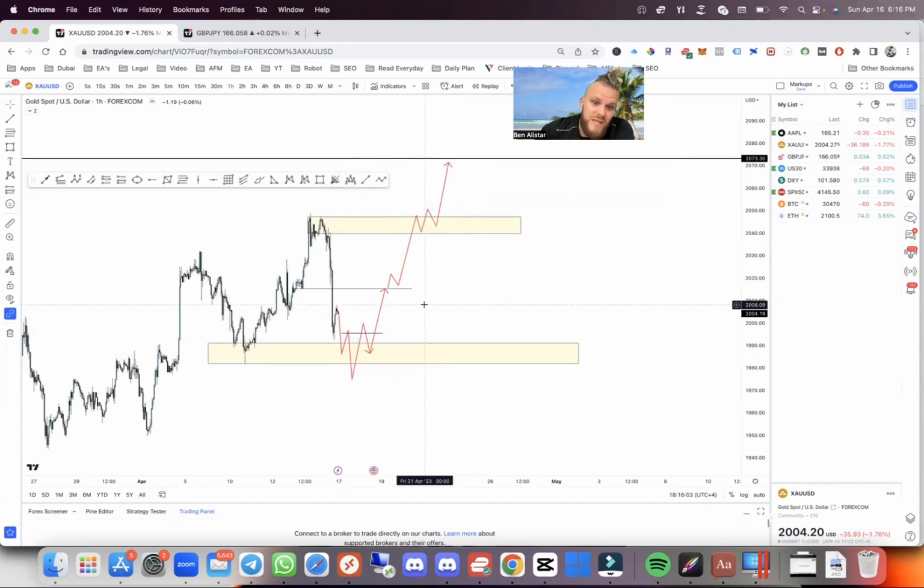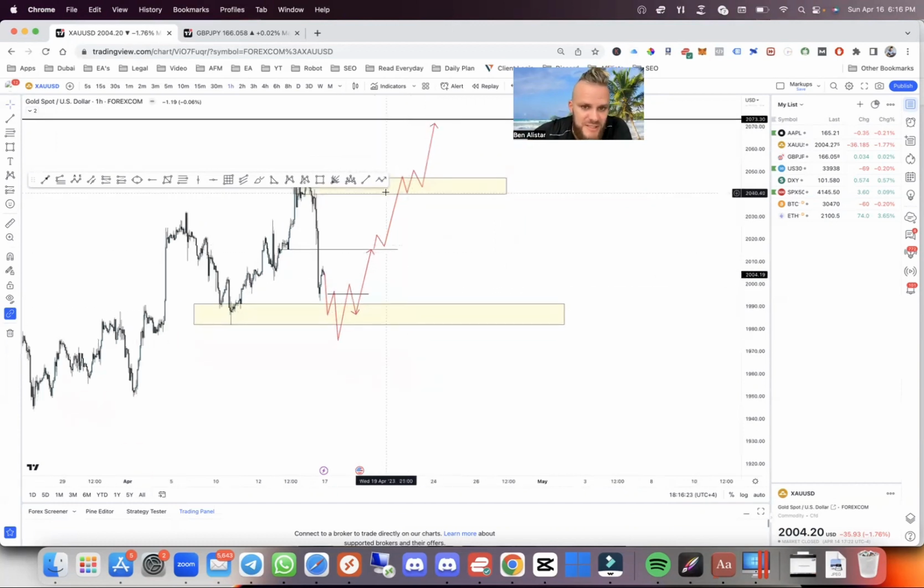However, this is what I want to see. What I want to see doesn't always happen. So we're going to look at it as it unfolds. But for me, that will be an ideal situation then for us to look to take buys for the entire of next week. As I said, though, if we break under here on the daily, if we close below, then I am going to be looking for sells down to these previous levels.